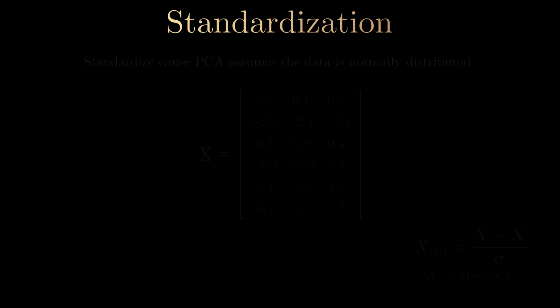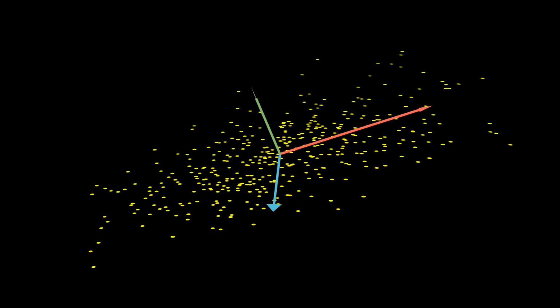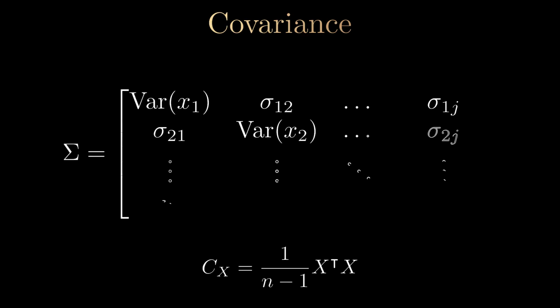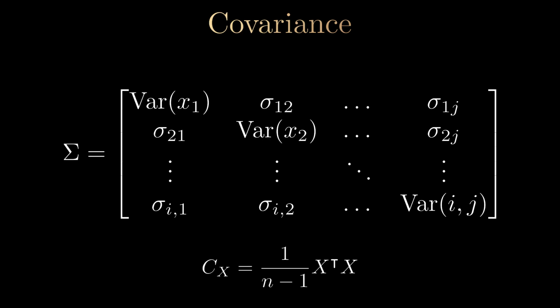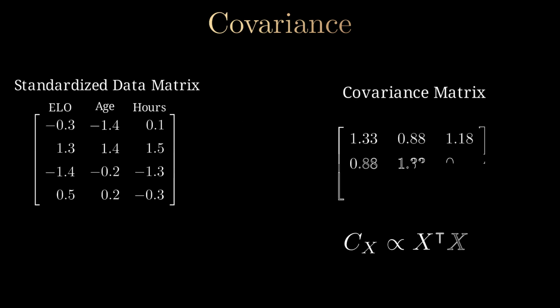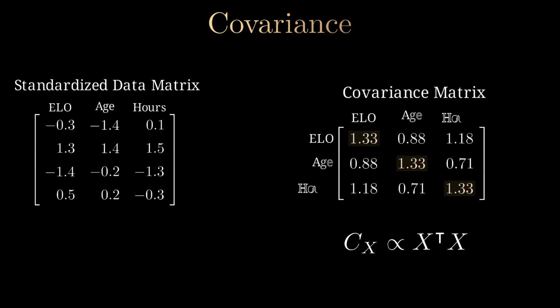And now, to find those directions or principal components, we want to take a look at the covariance matrix of X, given by this formula. The covariance matrix contains the variances on the diagonal and off diagonal the covariances between variables. After centering the data, the covariance matrix is proportional to this. So that's our covariance matrix.